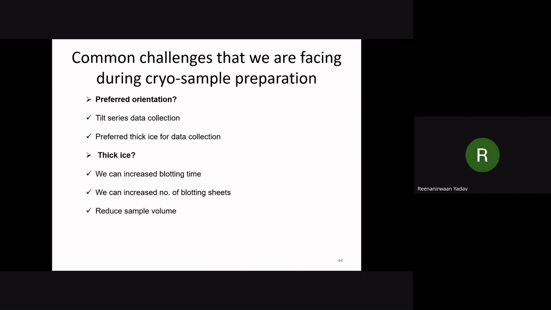And another question is how to control the thickness of ice. Either we can increase the blotting time, or we can decrease the sample volume, or we can increase the number of blotting sheets.